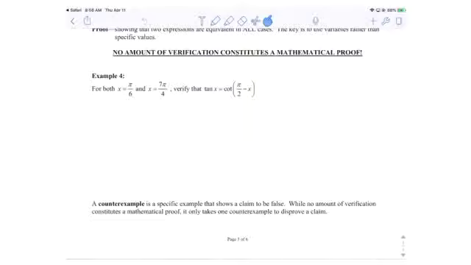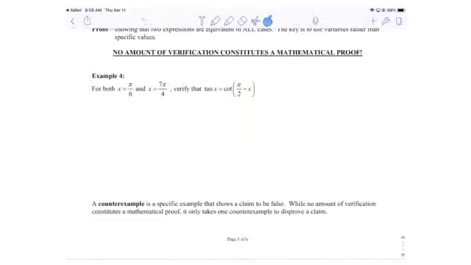So remember, no amount of verification constitutes a proof. Verification is using actual numbers, a case-by-case thing, like looking out the window to see if it's raining. And proof is for all values, for all windows. It's physically impossible to check all windows, just like it's physically impossible to check all numbers. So the way that we do proof is we use variables, which can then take on any values.